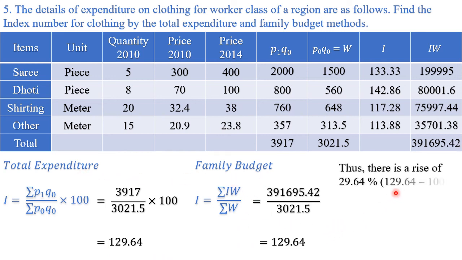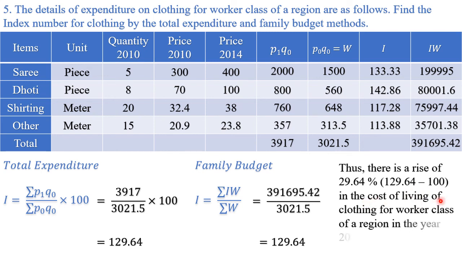Just write a statement. There is a rise of 29.64%, that is 129.64 minus 100, in the cost of living of clothing for worker class of a region in the year 2014 compared to the year 2015.